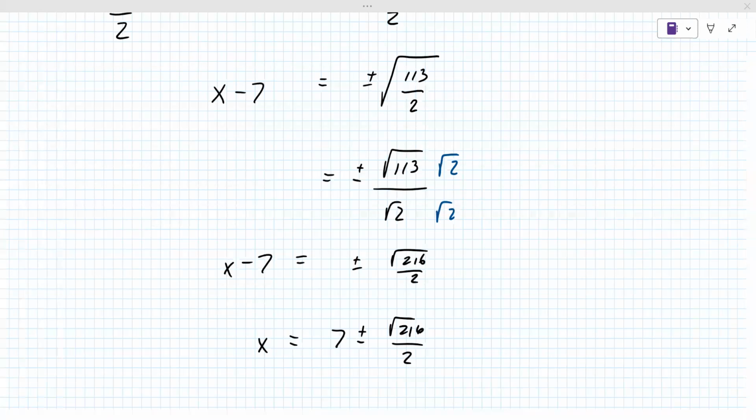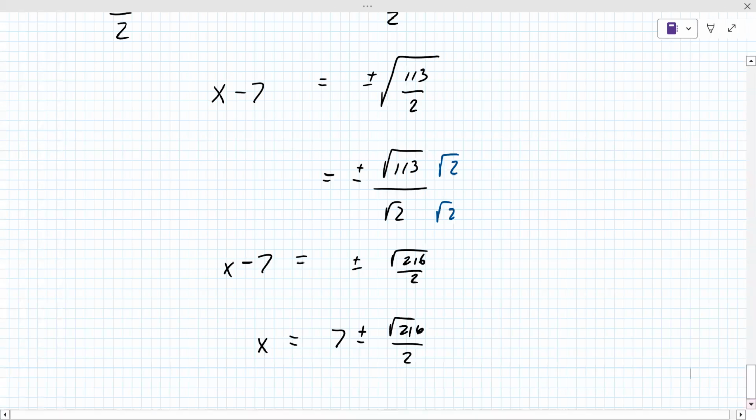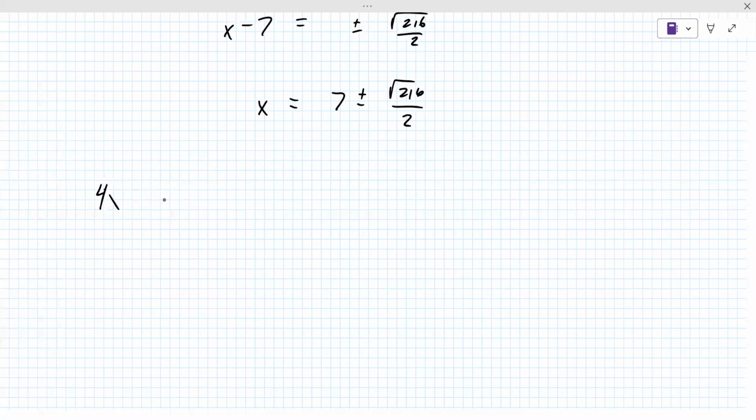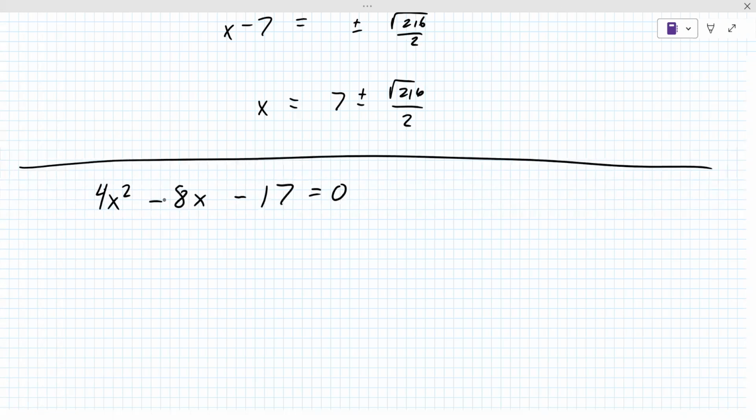Good. That's kind of the question that I would expect you to see tomorrow on your test or quiz. Here is a new one for you to think about. Let me make a small modification to this one. Let's go 4x squared minus 8x minus 17 equals 0. So go ahead and try solving this one. It's a lot like the one we just did. Might work out a little better than the last one.